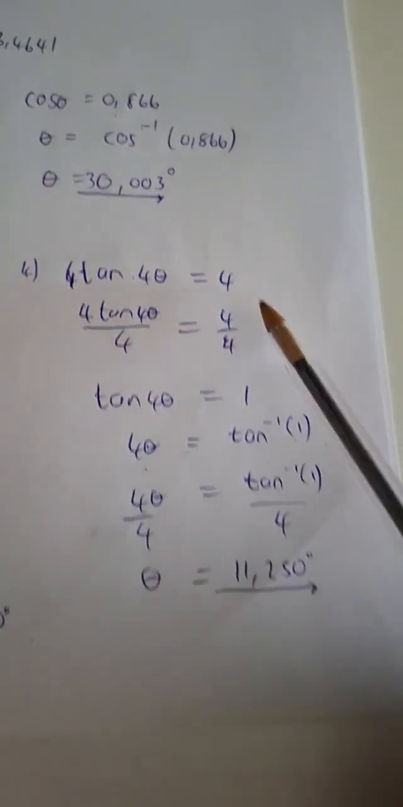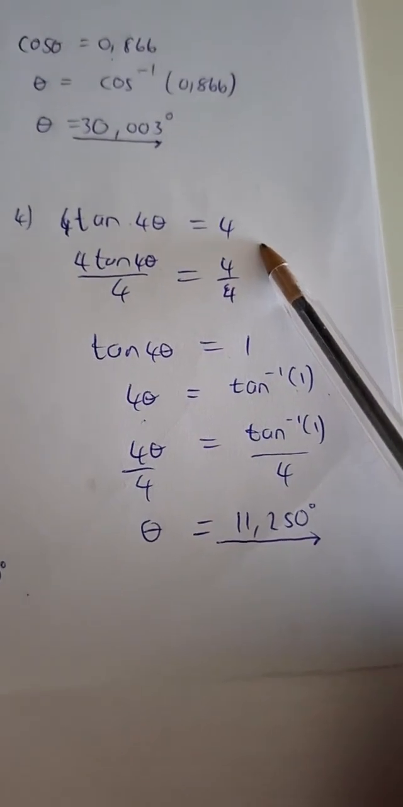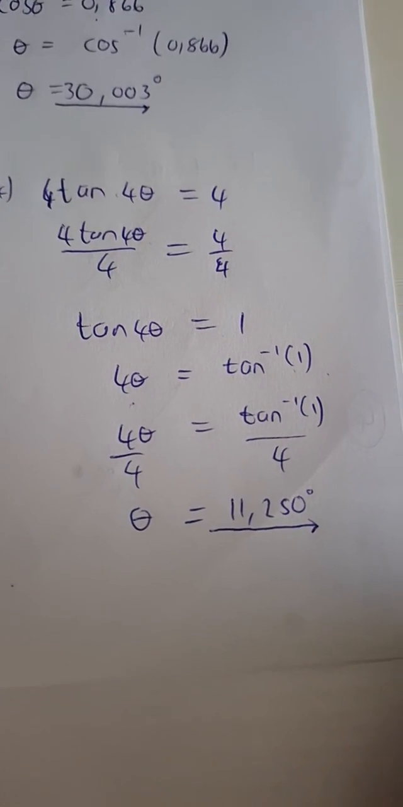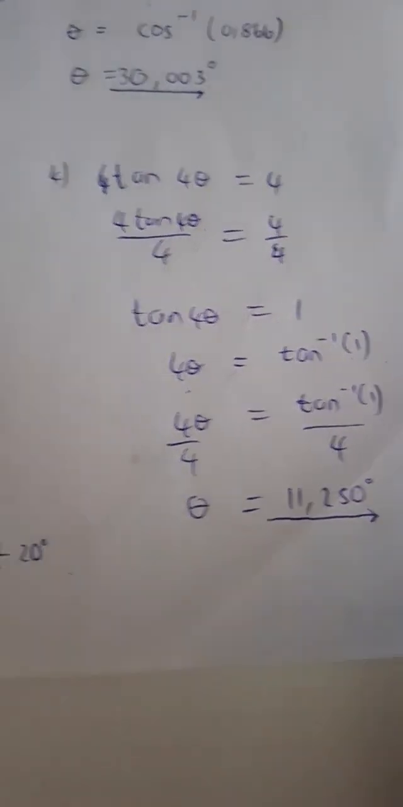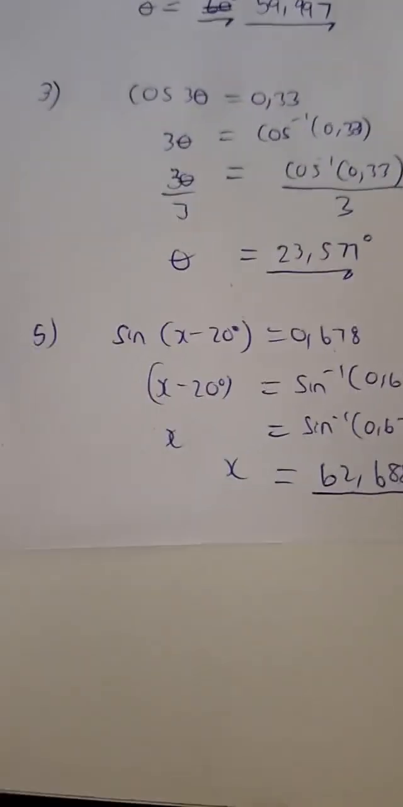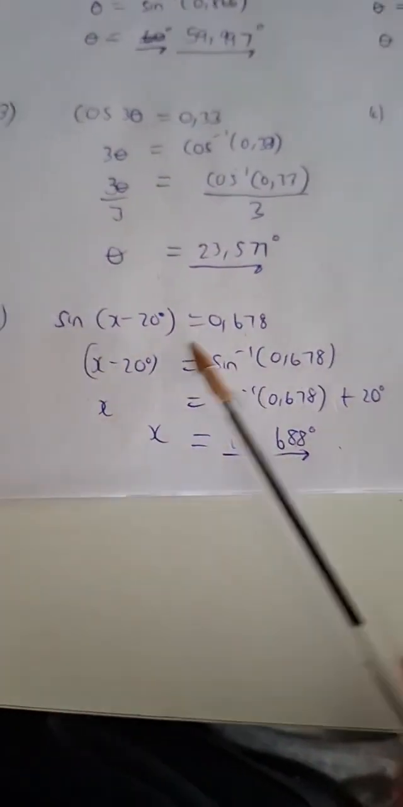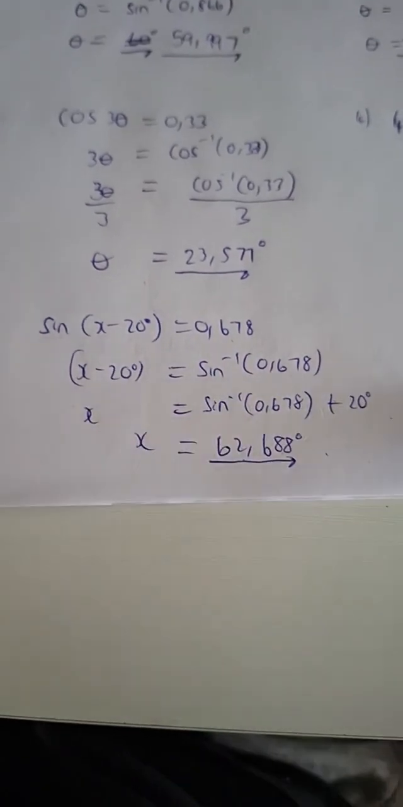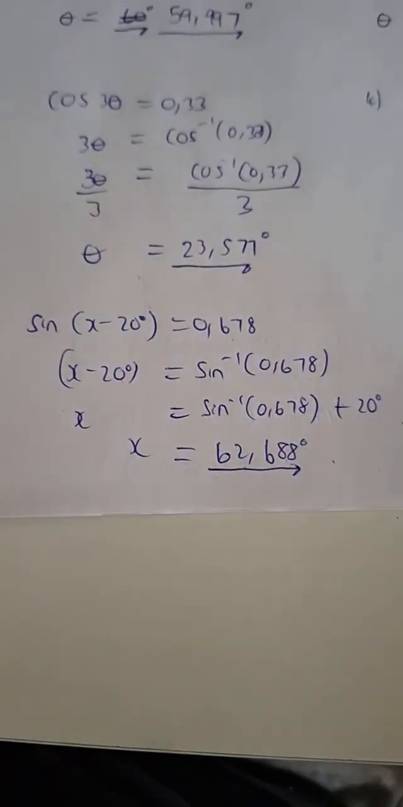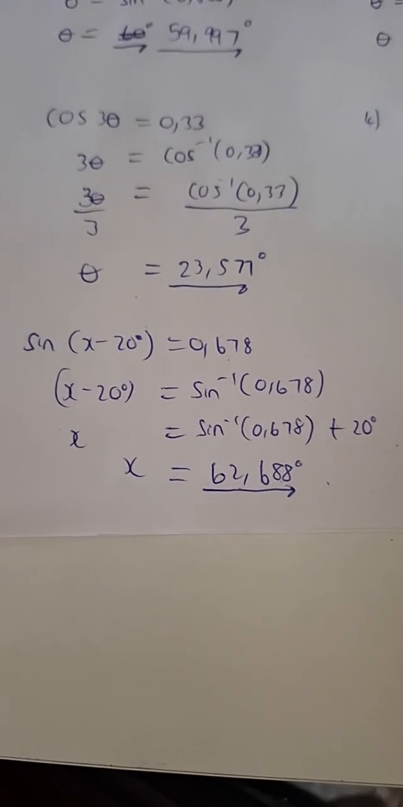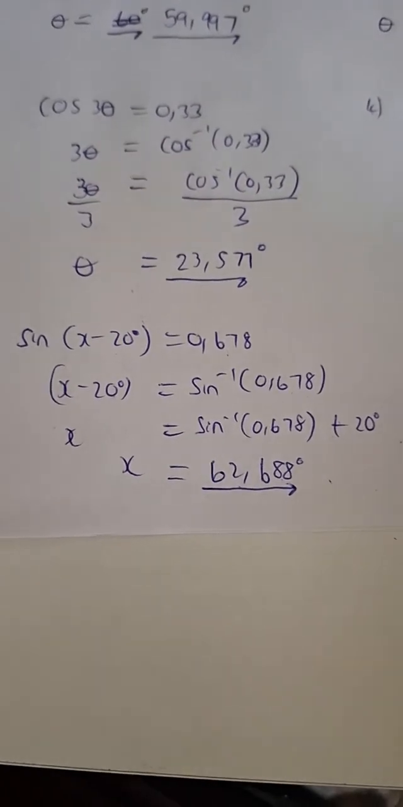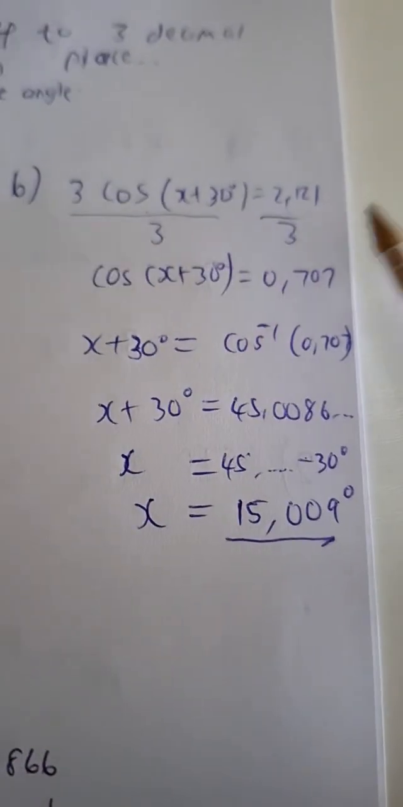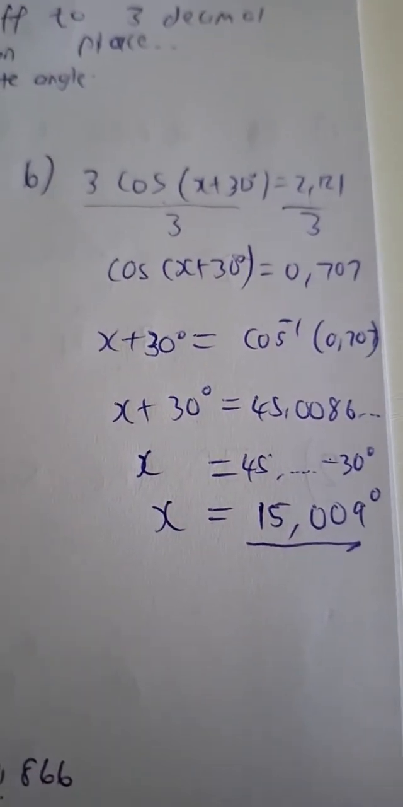Fourth 1, 2, 3, 4, 5. Fifth one 1, 2, 3, 4, 5. Sixth one 1, 2, 3, 4, 5.